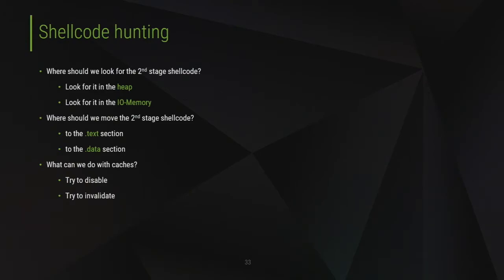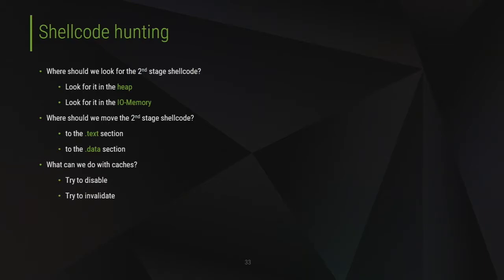When you're writing a multi-stage shellcode, you need to answer the following questions. Where should we look for the second stage shellcode? There are two options: heap or I/O memory. Where should we move the second stage shellcode? We can move shellcode into the text section, code section, or data section. What do we do with the caches? We can try to disable the cache or try to invalidate the cache.